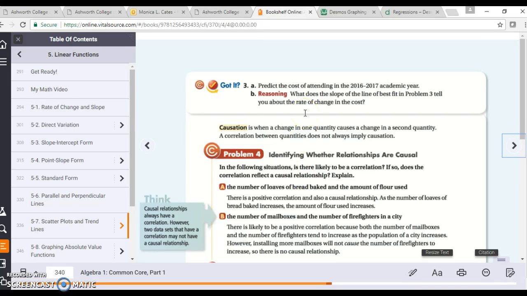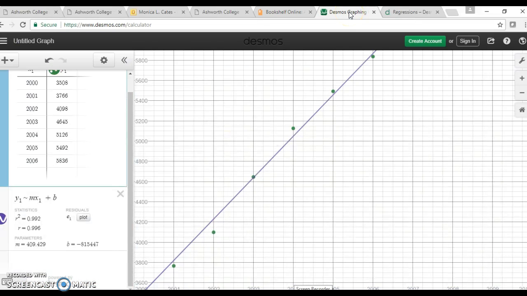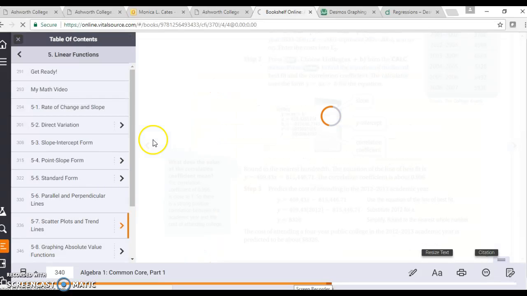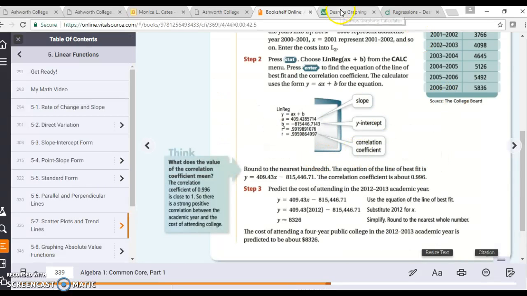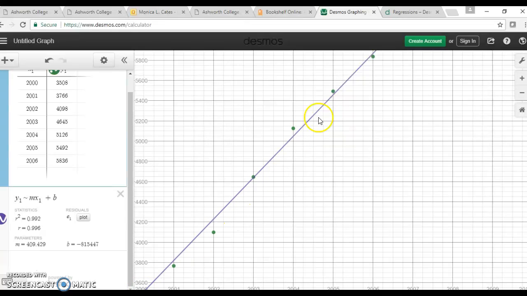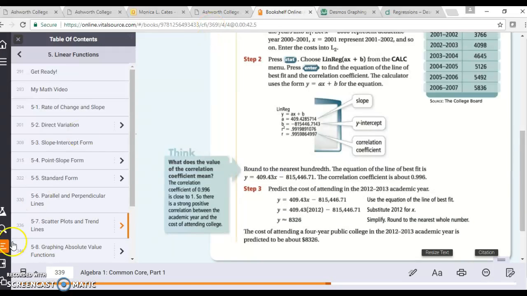All right. What does the slope of the line of best fit in problem 3 tell you about the rate of change in the cost? Well, the rate of change is increasing, right? That's what we can look at it and see. If I look back at my Desmos, I see that it's increasing. If I look back at the example in the book, they don't have the equation there, but we can see here that it's increasing, right? So every year it should increase. And I hope that this helps.